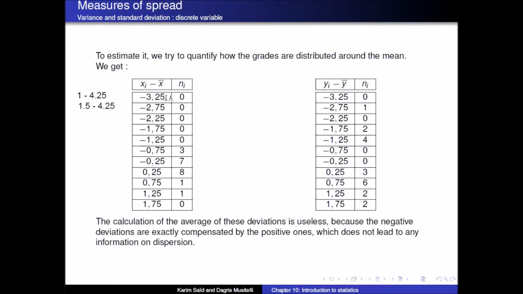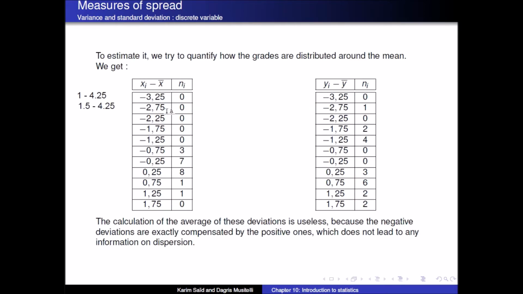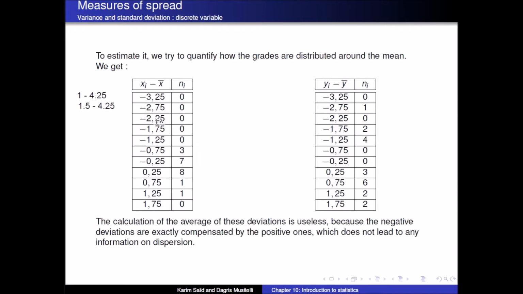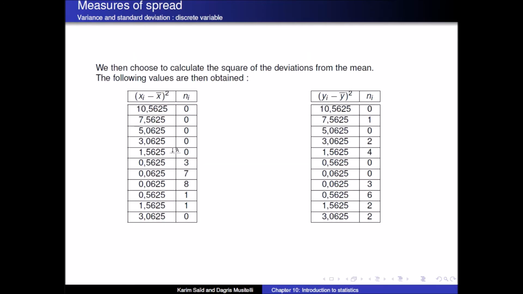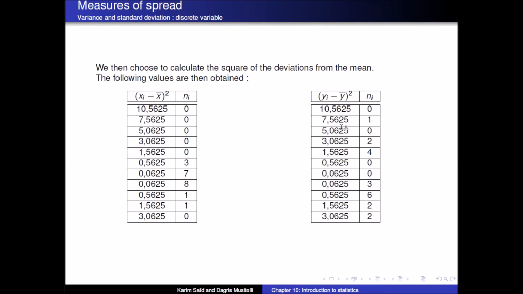So for every deviation, for example minus 3.25, I put it to the power 2. It gives 10.56. Minus 2.75 to the power 2 gives this. So every deviation, I square it. I can do the same with class number 2, and I get those deviations. Like this, all the values are positive, and I can compute on average what the deviation is.